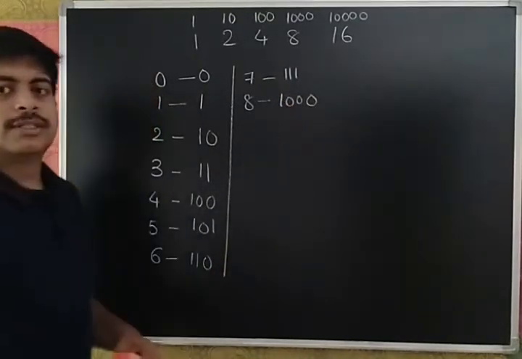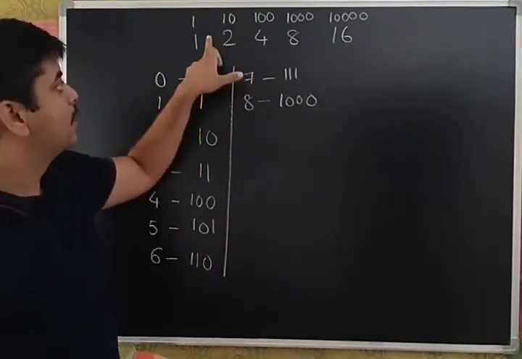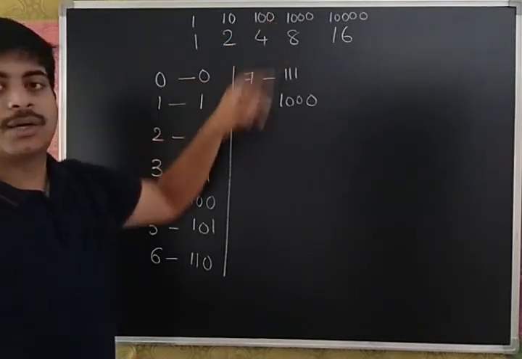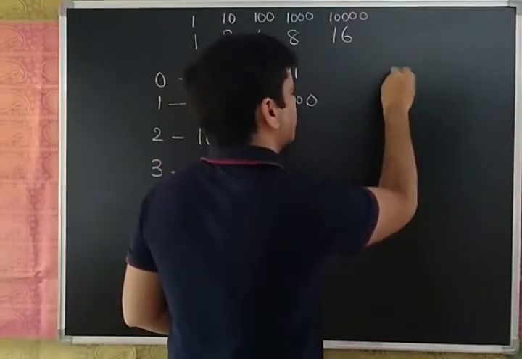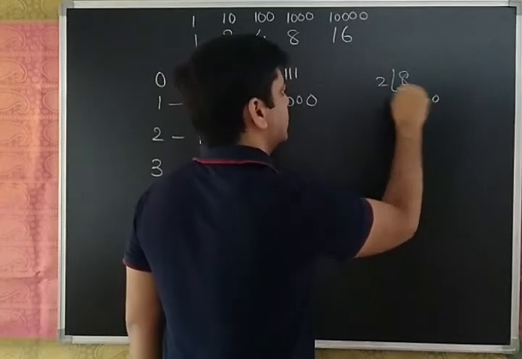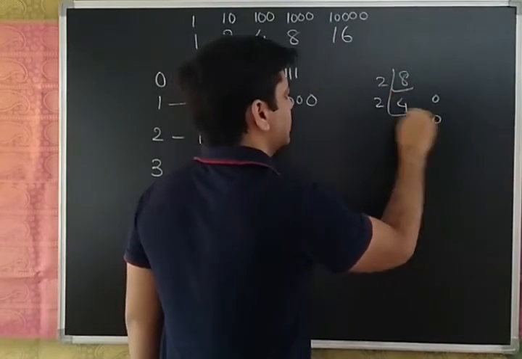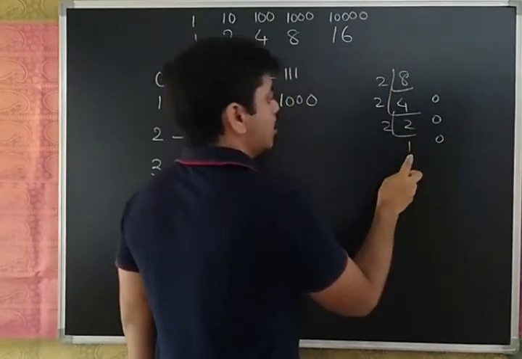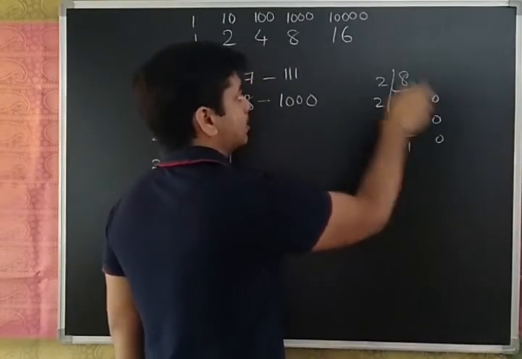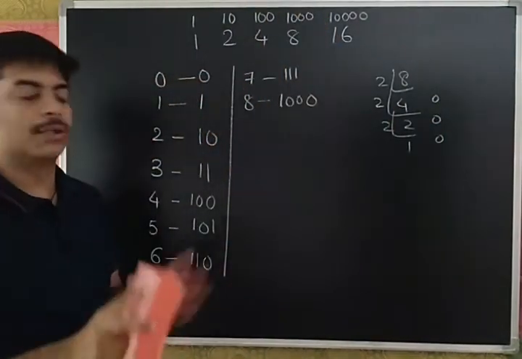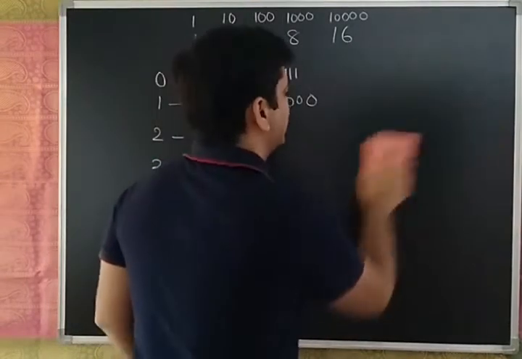8 is 1000. Students, how did I get these numbers? 2 is 10, 4 is 100, 8 is 1000. Simply divide by 2. So 2 4s are 8, remainder 0. 2 2s are 4, 0. 2 1s are 2, 0. So 8 is 1 0 0 0. The same thing. Nothing new. Okay. So we have 8 here.